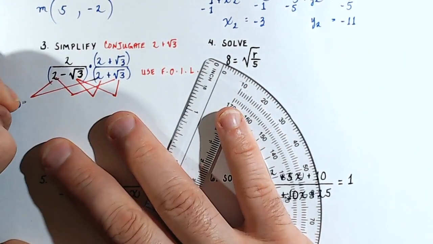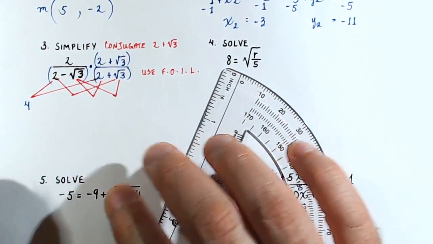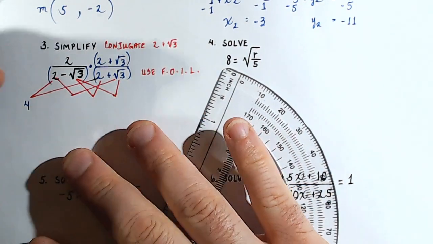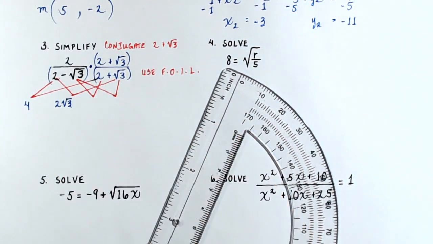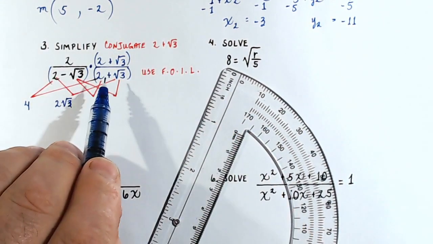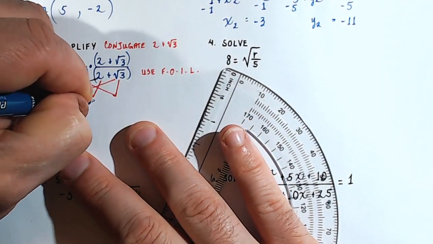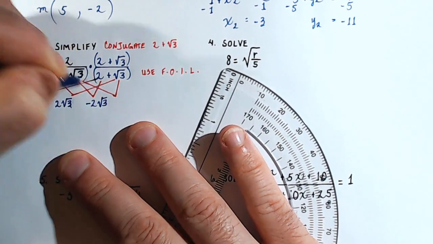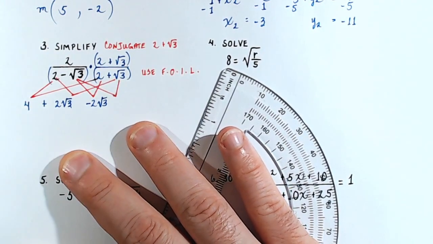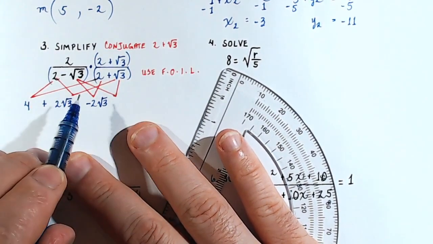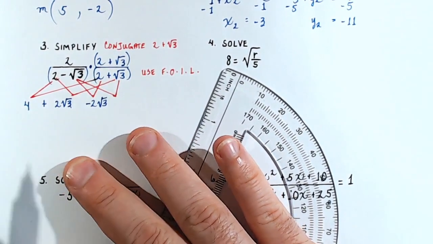2 times 2 is 4. Now, that was the first terms. The outer terms are 2 times square root 3, which we can just write 2 square root 3. The inner terms are negative square root 3 times 2, which we can write as negative 2 square root 3. In between these two values, I should put a plus symbol. Since this is positive, that's negative. Finally, the last terms, negative square root 3 times positive square root 3.